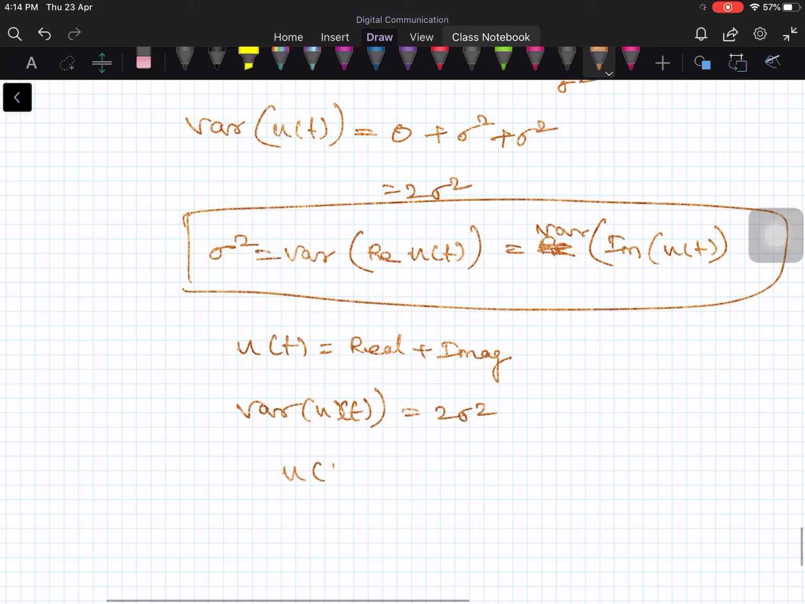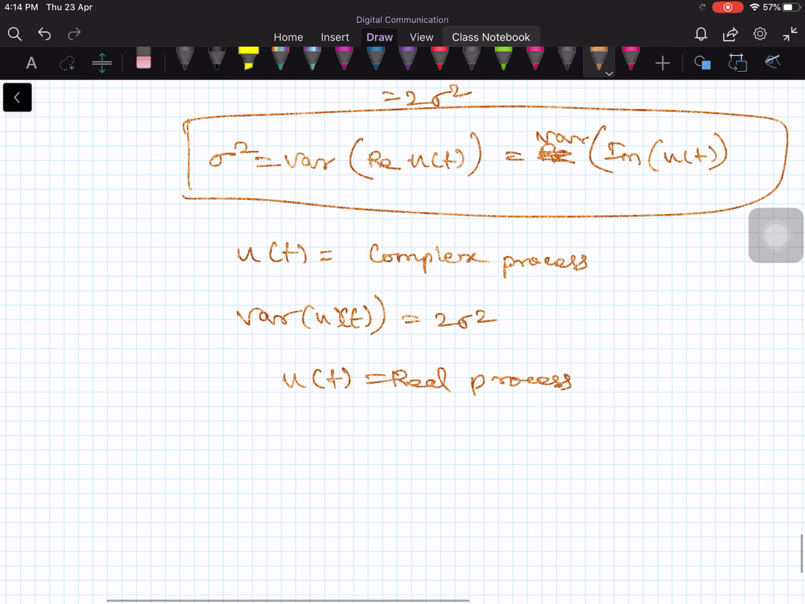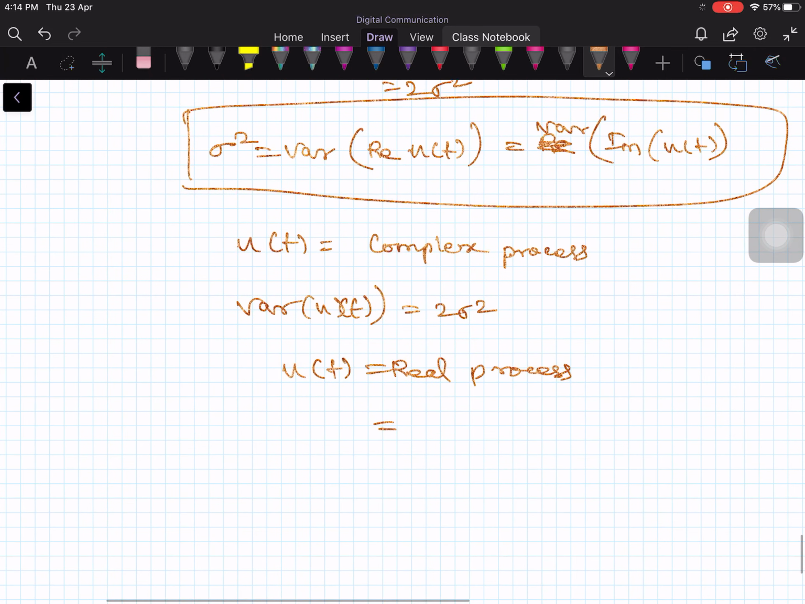If u of t is a real process, I cannot say it has real and imaginary parts; otherwise I say it is a complex process. When will it be a complex process? When the noise is complex, u of t will also be a complex process. If u of t is a real random process, then the variance of u of t is equal to sigma square. That's it. These are the two results that we need to remember.